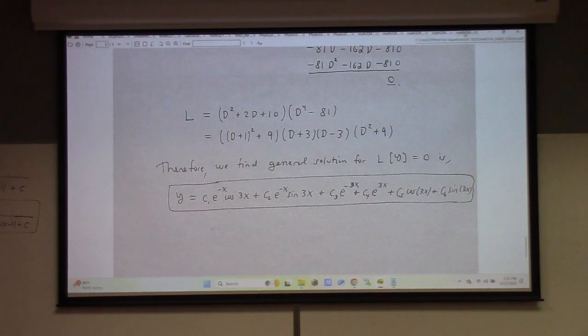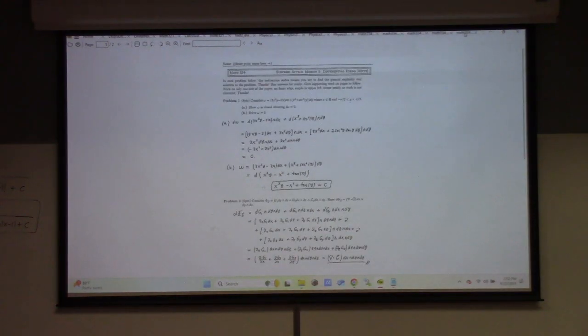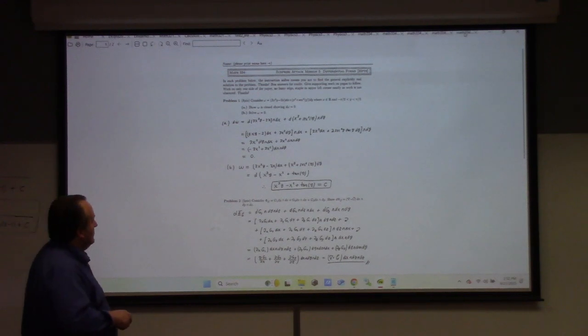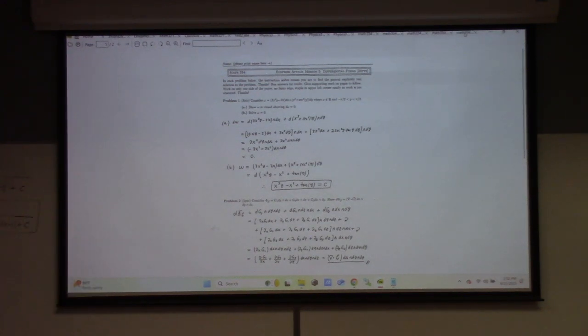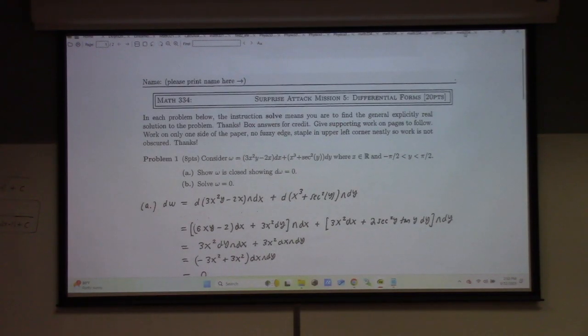And then last, well, probably least important for your test, I'll put a token differential form problem, but it's not going to be more than 5-10% of the test probably. But here's that. Would you guys have any questions about this?